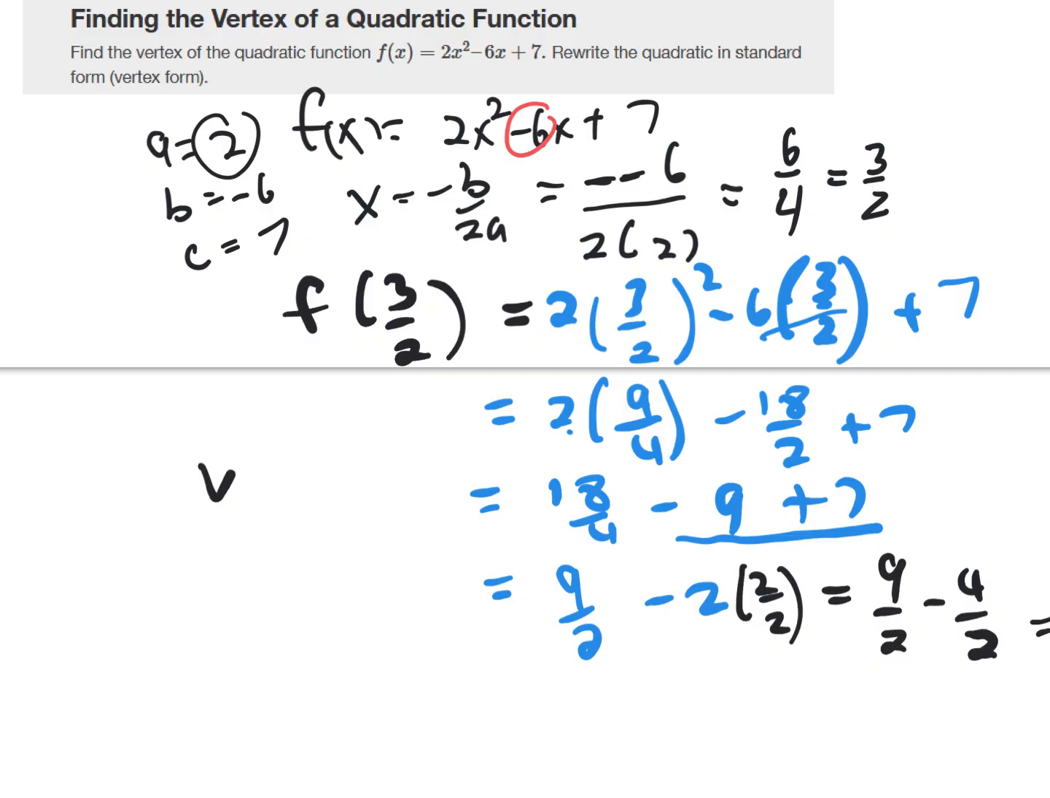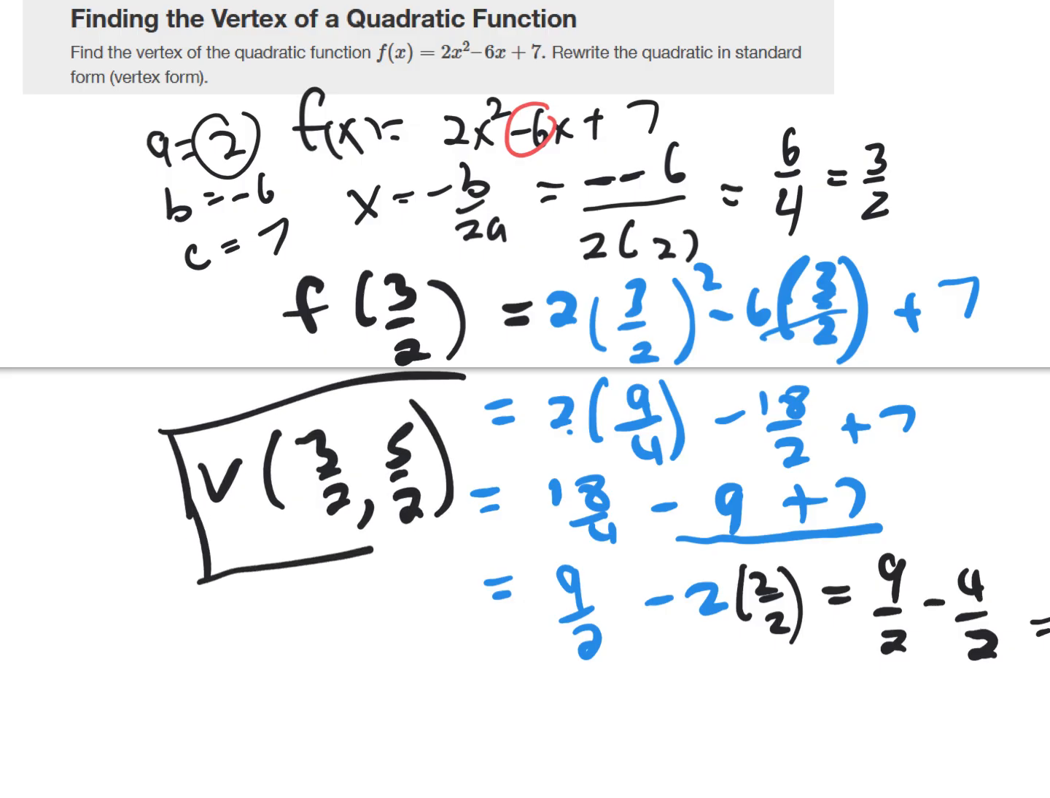My vertex will be 3/2, comma, 5/2. And what did they want me to do? Rewrite this quadratic in standard form. Well, that's easy because I already have the vertex. I already have A, by the way, I believe.